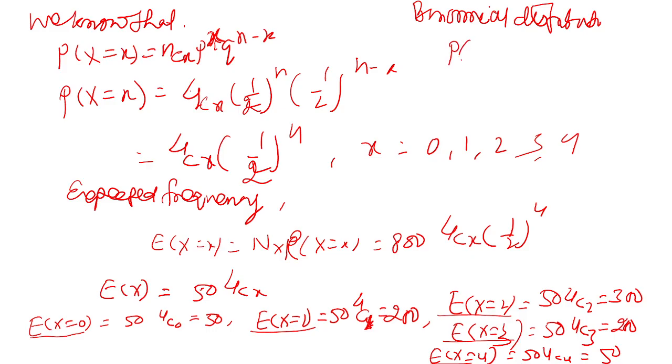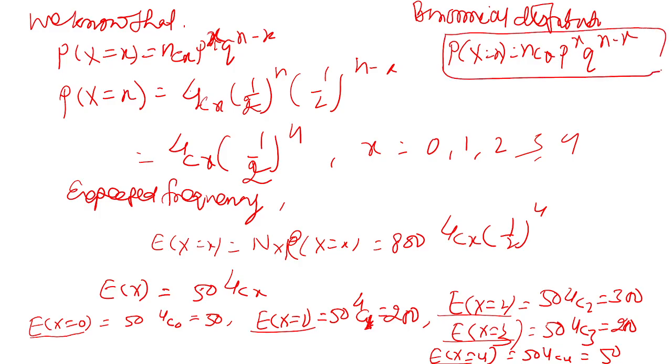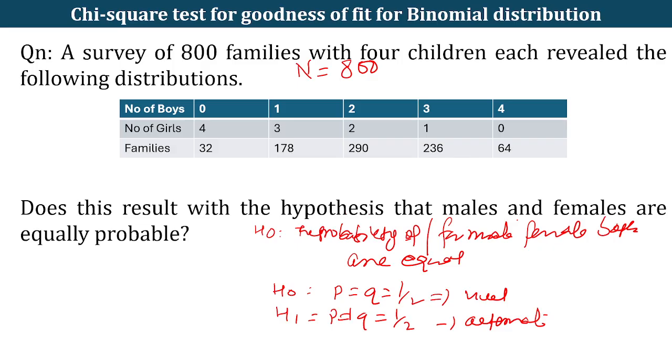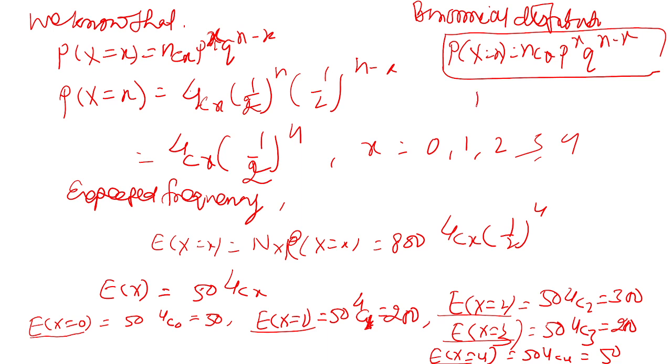It's going to be nCx p to the power x q to the power n minus x. And they are saying, does this result agree with the hypothesis that males and females are equally probable? It means in a family, it can be either a male or a female. So what is the p?